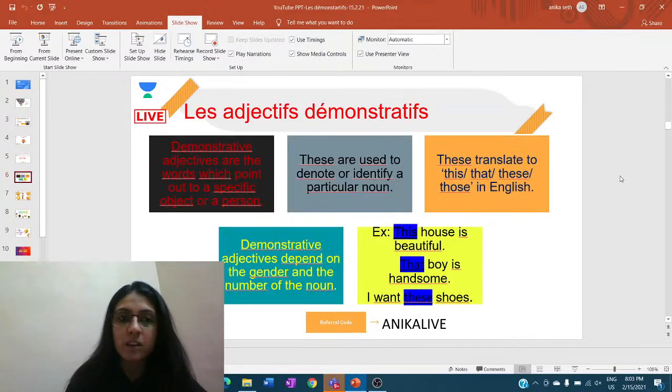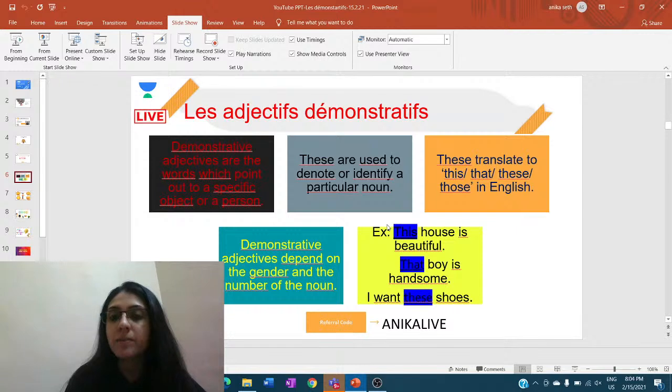Now, in the same way here also, demonstrative adjectives are the words which point out a specific object or person. Like I just said, in English we use this, that, these, those. So here also, by definition, these are the words which point out a specific object or a person. These are used to denote the identity of a particular noun. Denote or identify a particular noun.